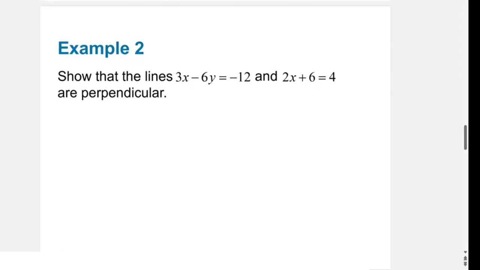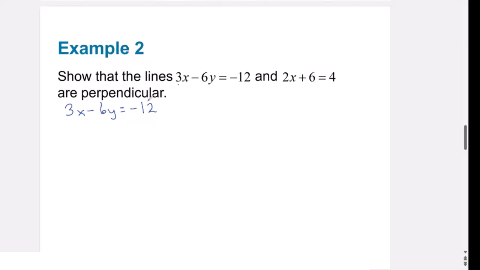So we have, let me just get my pen. Okay, so it says show that these two lines are perpendicular. So I start with one of them. I have 3x minus 6y is equal to negative 12. What form is this in? This is in standard form.